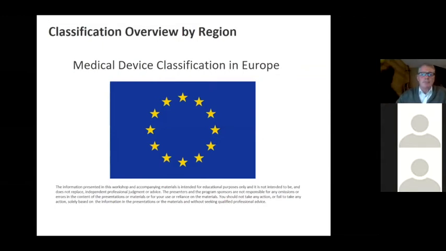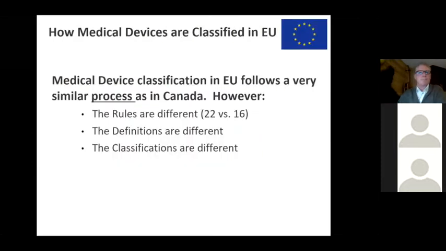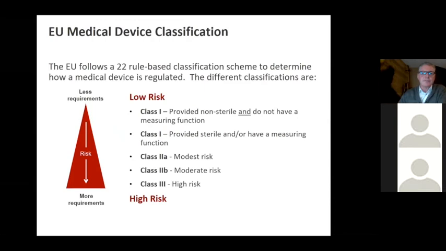Let's talk about Europe. This will be a little bit more brief. So medical device classification in the European Union follows a very similar process as in Canada. It kind of ends there because it's only the process that is similar. The rules are different. There are 22 instead of 16. The definitions are different, and the classifications are different. I already mentioned that the classifications are 2 1s, 2 2s, and a 3. So there's 5 different classification levels.